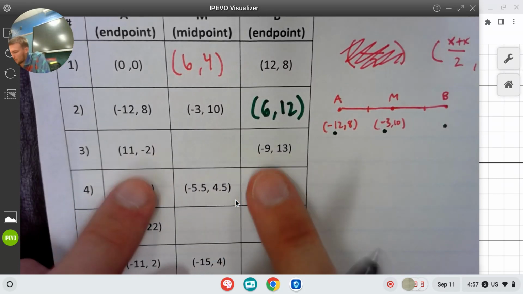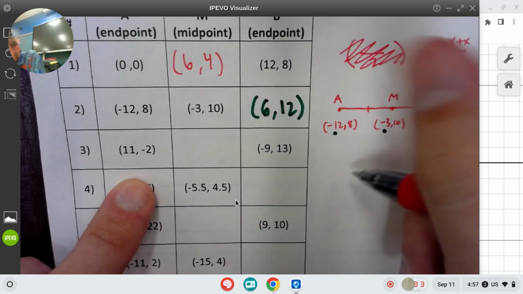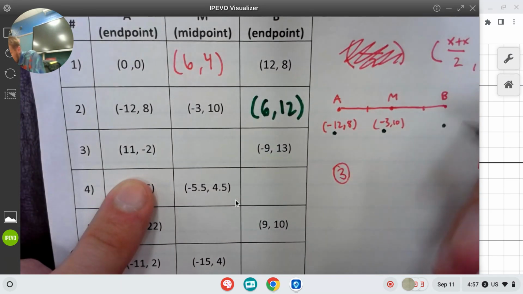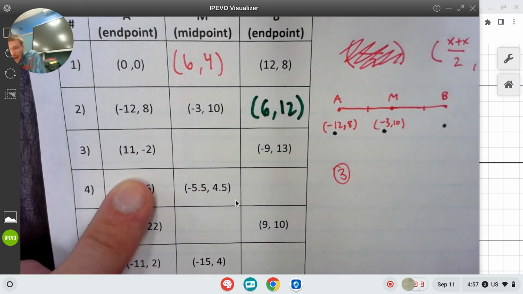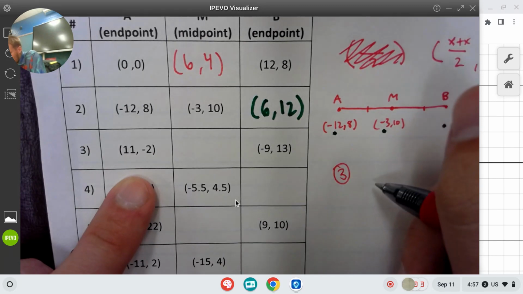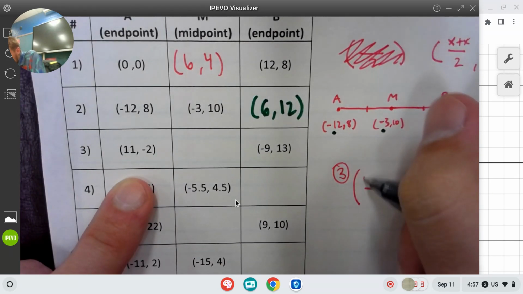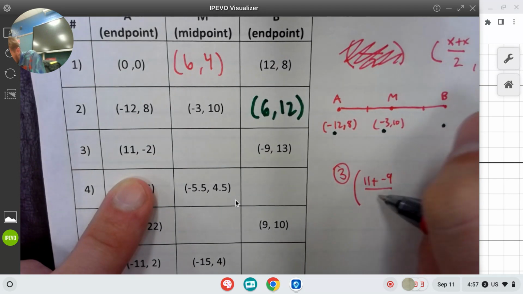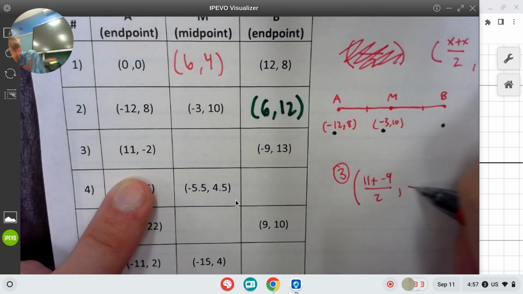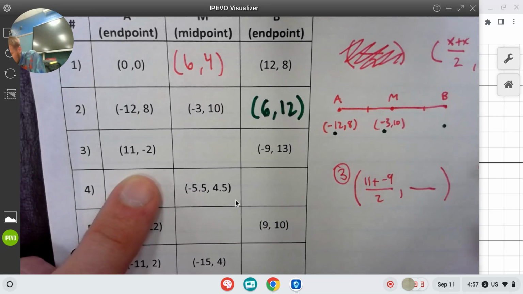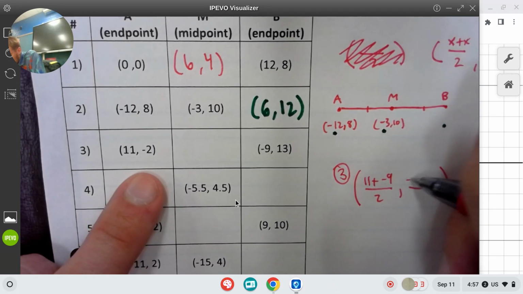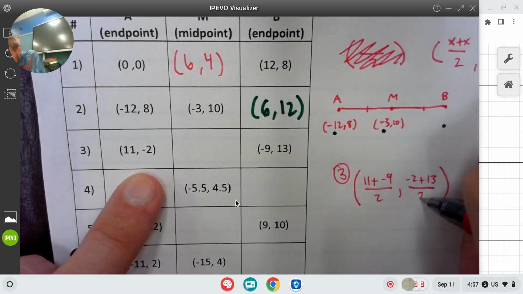It just says, what is the endpoint? All right. If all it wants is the endpoint, well, then I'm just going to add them up and divide by 2. So for the x's, I'm going to add them up. 11 plus negative 9 and divide by 2. And for the y's, I'm just going to add them up and divide by 2. Negative 2 plus 13 and divide by 2.